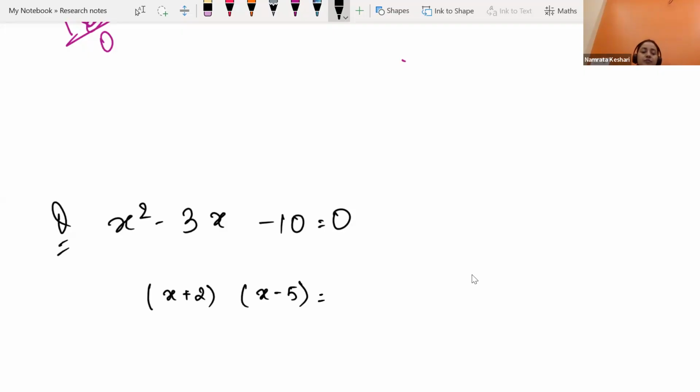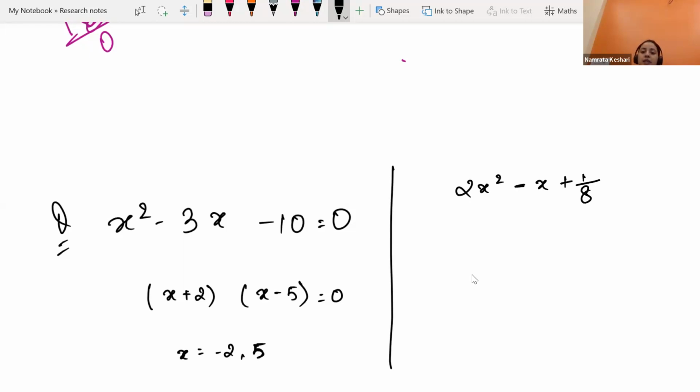Yeah, perfect. From here we'll be getting the x values as minus 2 and 5, right, Zoha? Yeah, we'll get that value. So I can see you already knew this process of splitting the middle term. However, if we have this type of question, 2x square minus x plus 1 by 8 is equal to 0, here also we have to find the roots of the given quadratic equation.